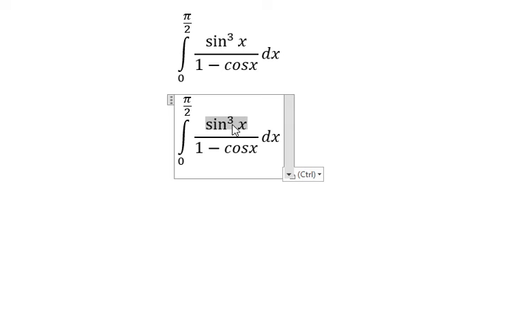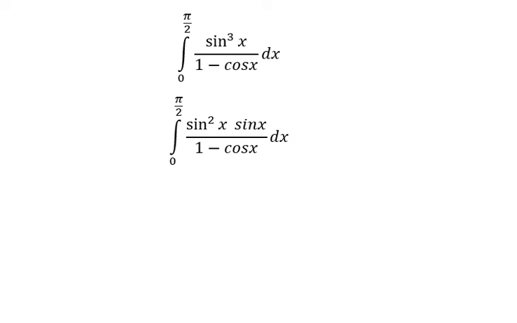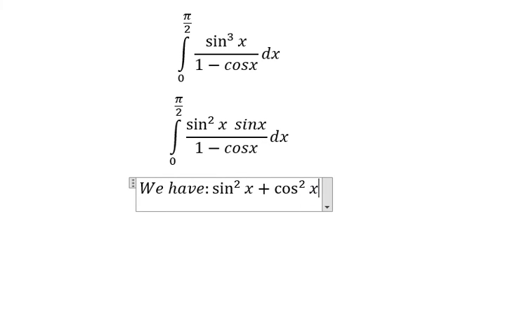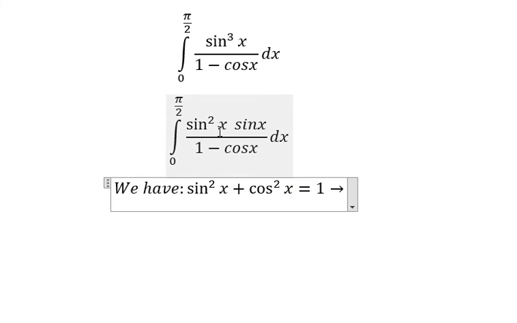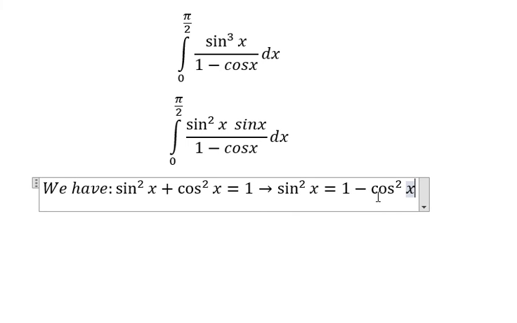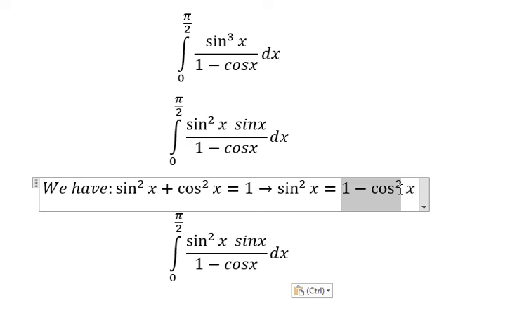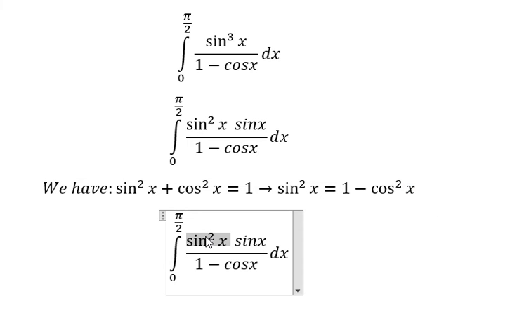About sin s to the power of 3, we can put it as sin s squared multiplied by sin s. Next, we have the formula in here: sin s squared plus cosine s squared equals 1. So for sin s squared, we put cosine s squared to the right. So we have 1 minus cosine s squared. So we put 1 minus cosine s squared in here.